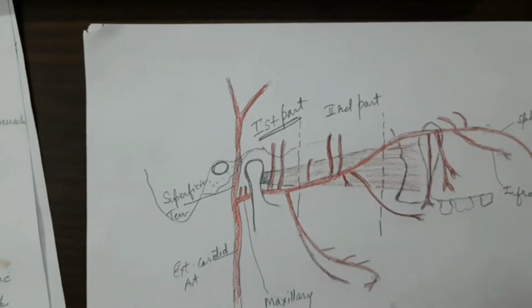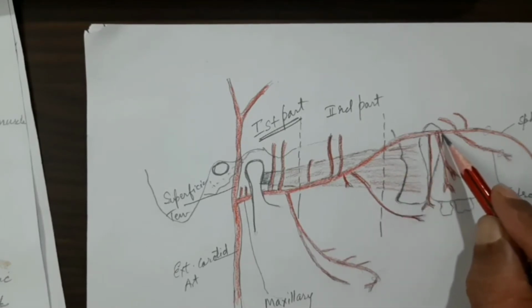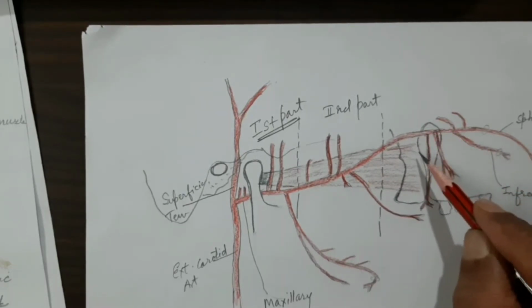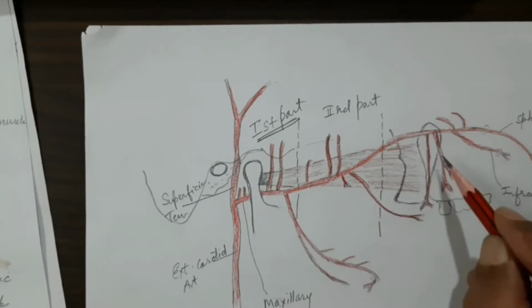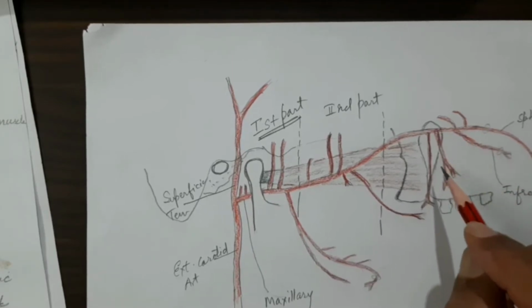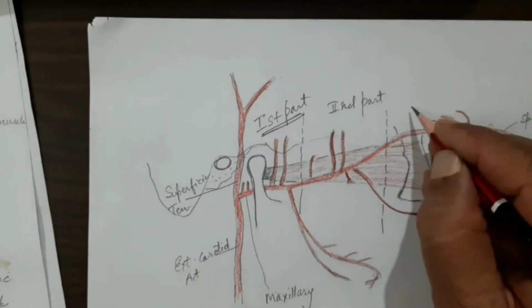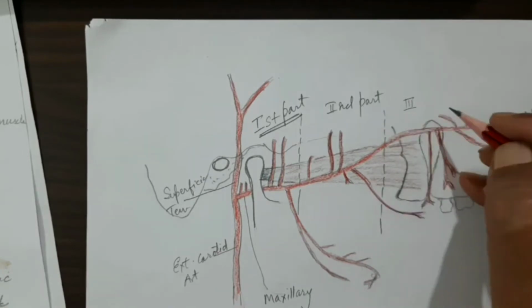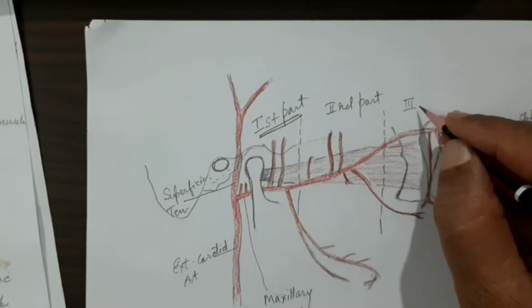And the third part is from the upper border of the lateral pterygoid muscle to the pterygomaxillary fissure. As I said, this is the pterygomaxillary fissure between the pterygoid plate and the posterior surface of the body of the maxilla. So this is a narrow fissure called the pterygomaxillary fissure. That will be the third part, and in the pterygomaxillary or pterygopalatine fossa, the artery will divide into various terminal branches.